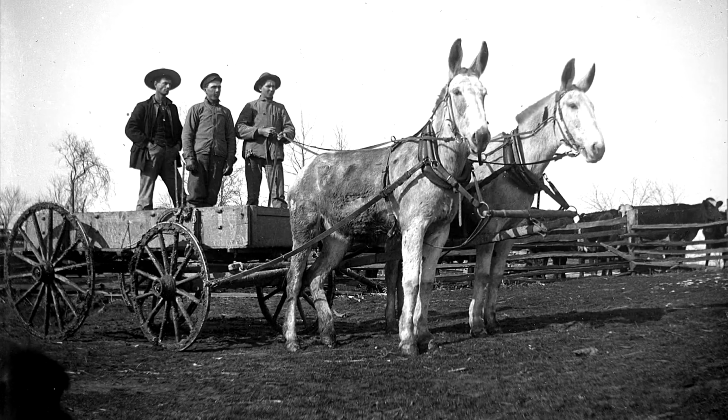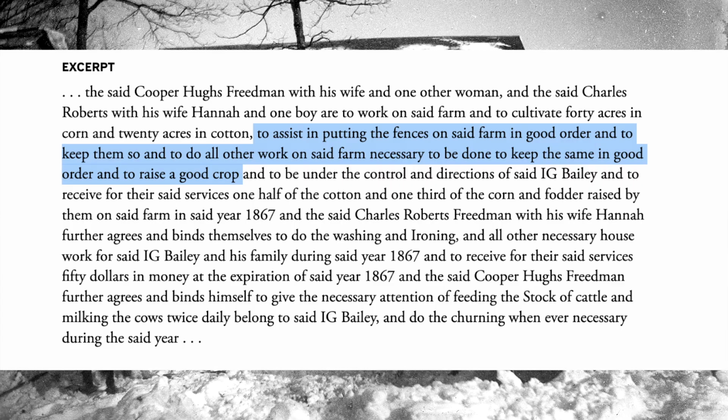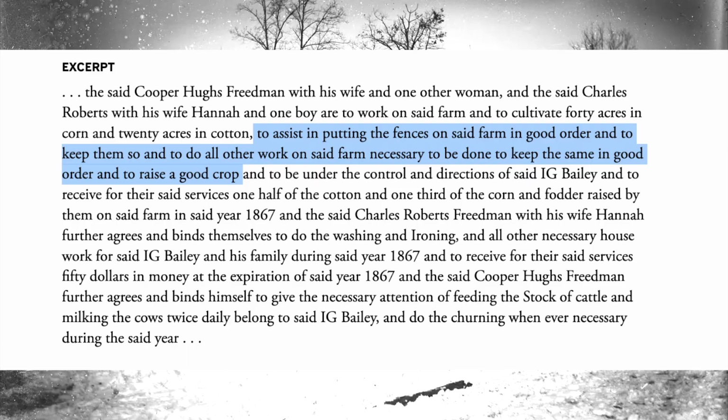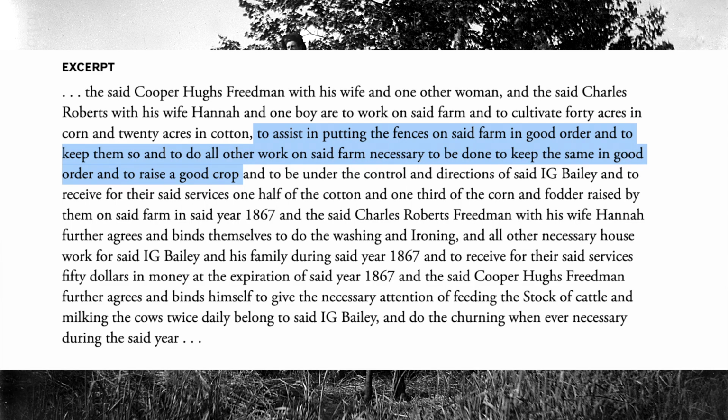According to the contract, they are to work on the said farm and to cultivate 40 acres in corn and 20 acres in cotton, to assist in putting the fences on said farm in a good order to keep them so, and to do all other work on said farm necessary to be done to keep the same in good order and to raise good crop.